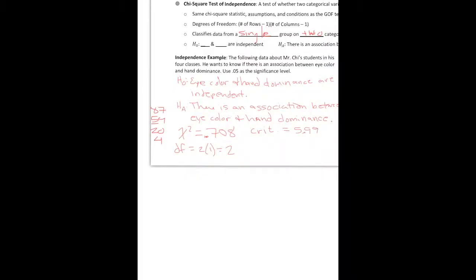So again, just like up above on our previous example, with chi-squared equaling 0.708, which is less than our critical value of 5.99, I fail to reject. Failing to reject the null in this case means that there is not sufficient evidence that shows an association between eye color and hand dominance.